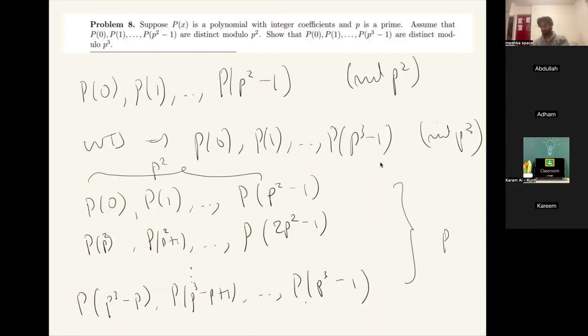So I'm stating a reduction, which is: solving the problem is equivalent to showing that in each column, the residues are different modulo P cubed. Does it make sense what I'm doing here?